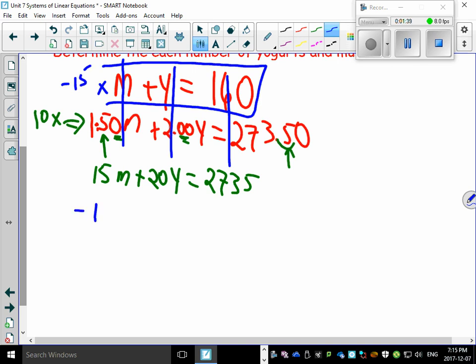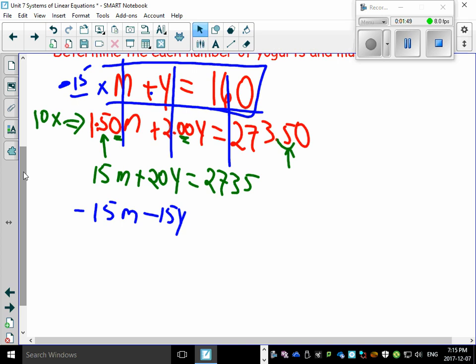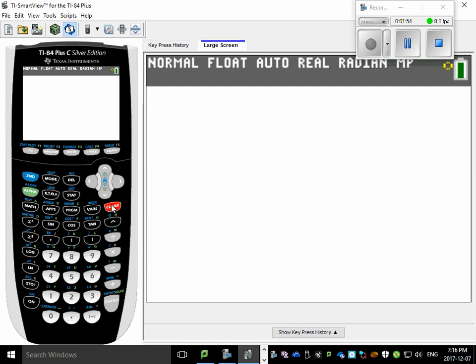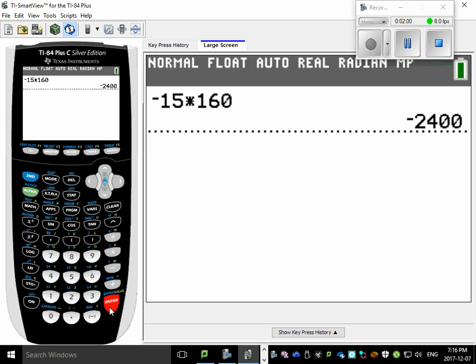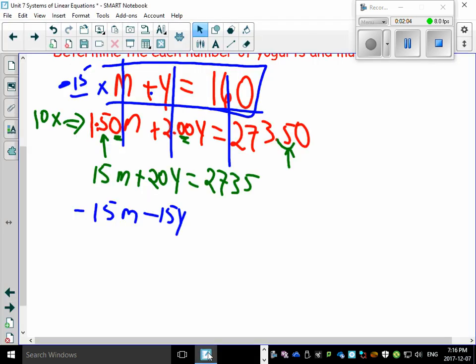So I'm going to have minus 15m, well, no, now minus 15y, and minus 15 times 160, which I have no clue as to what that's going to be. So I'm going to bring up the calculator, minus 15 times 160, which works out to be minus 2,400. Beautiful. So that equals minus 2,400.